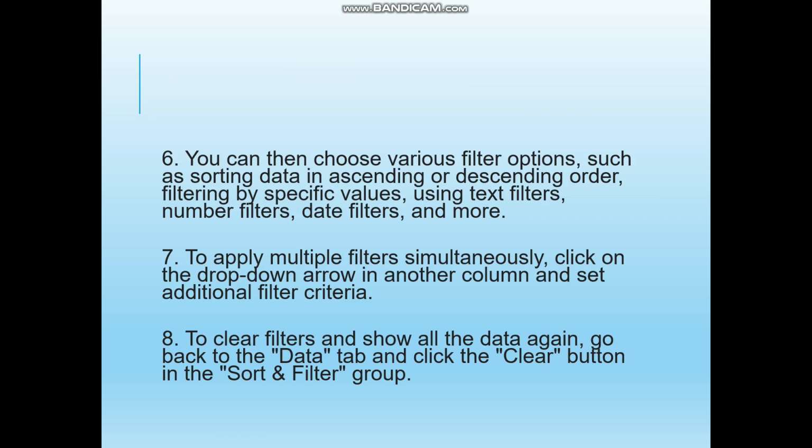So we can use the various filter options such as sorting the data in ascending or descending order, and filtering by specific values. You can use text filters, number filters, date filters, and more. To apply multiple filters simultaneously, we can click on the drop-down arrow in another column and set the additional filter criteria. To clear the filters and show all the data again, we have to go back to the Data tab and click on the Clear button in the Sort and Filter group.